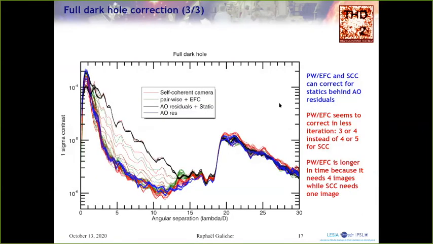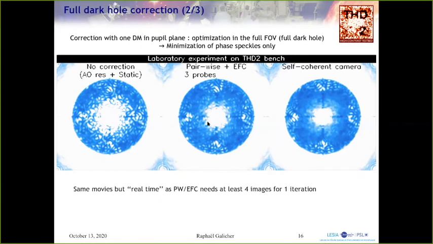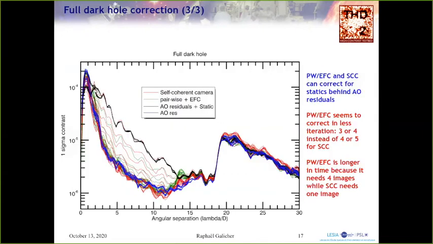So now I will plot the contrast, meaning the azimuthal standard deviation, as a function of the angular separation from the optical axis, so from the star. In black are the curves for the images recorded with the statics that are not corrected. So this is the initial level.